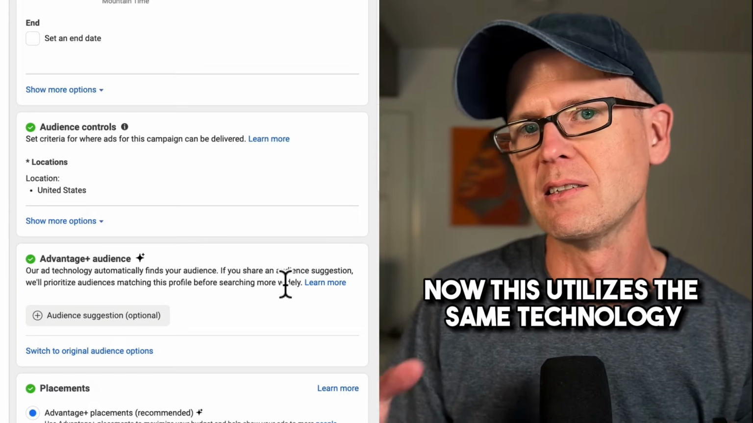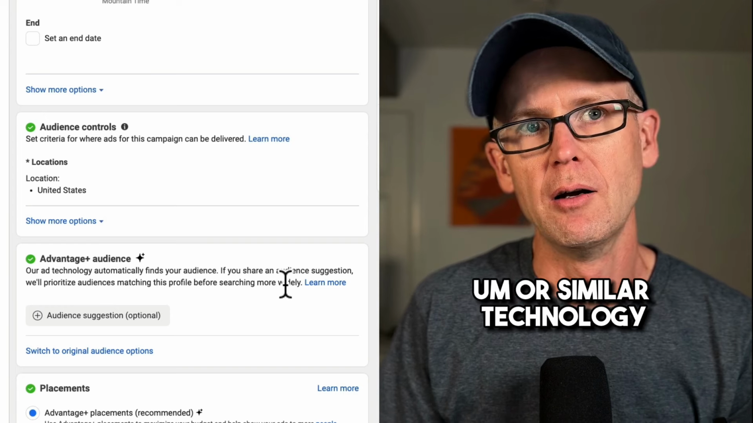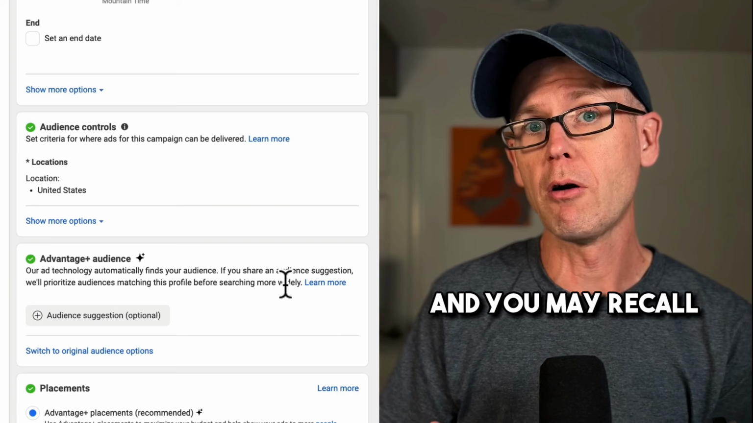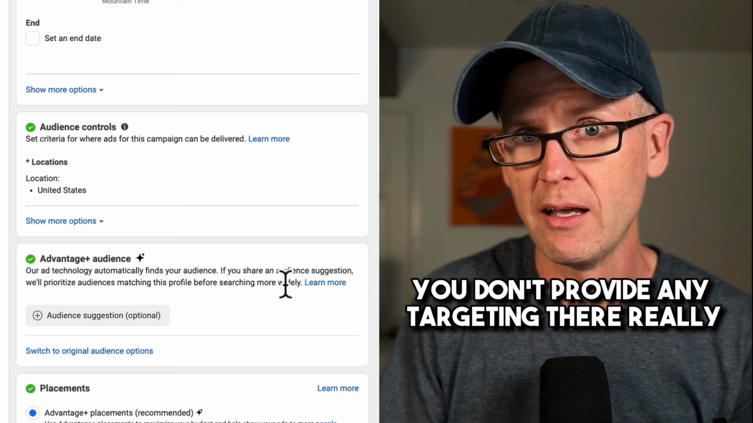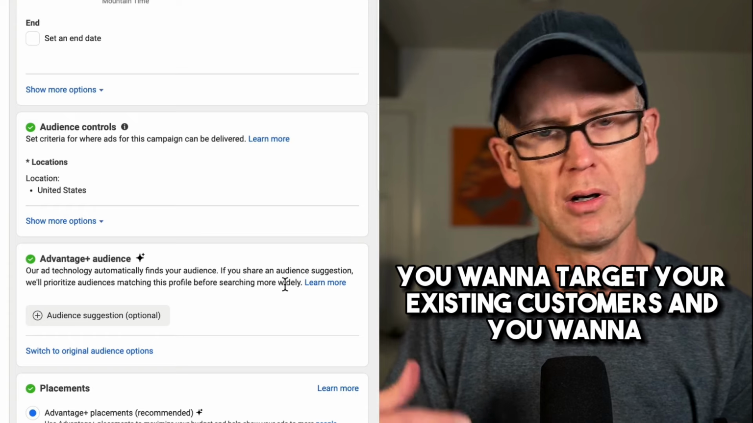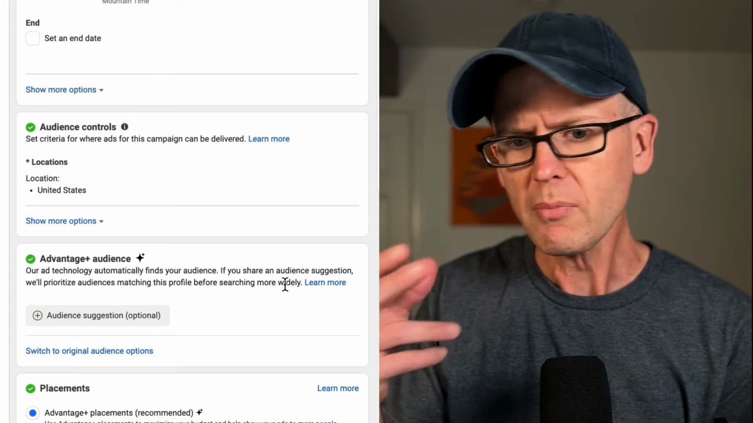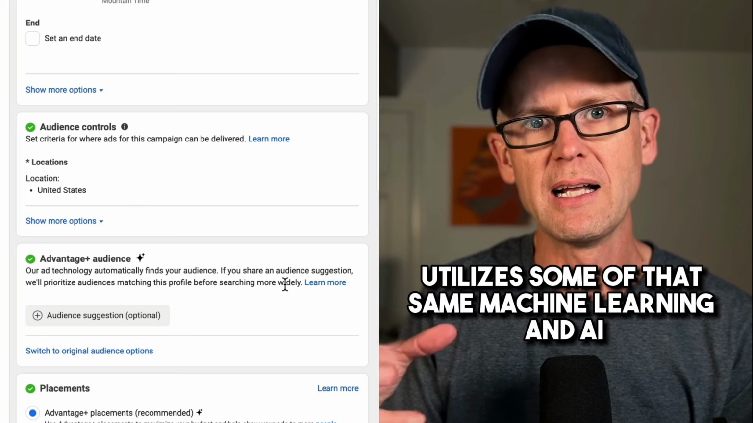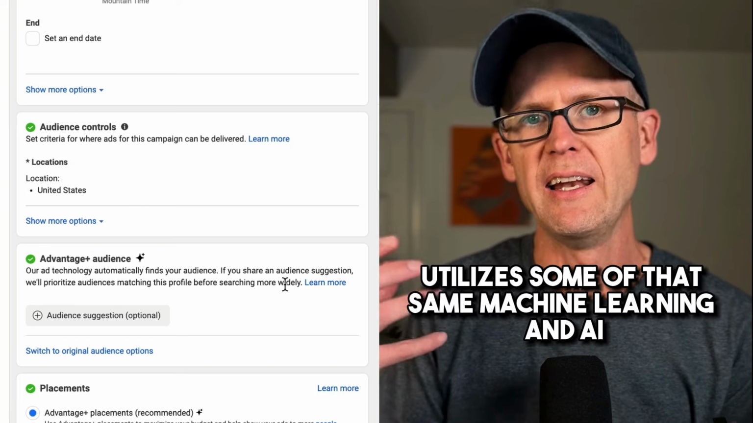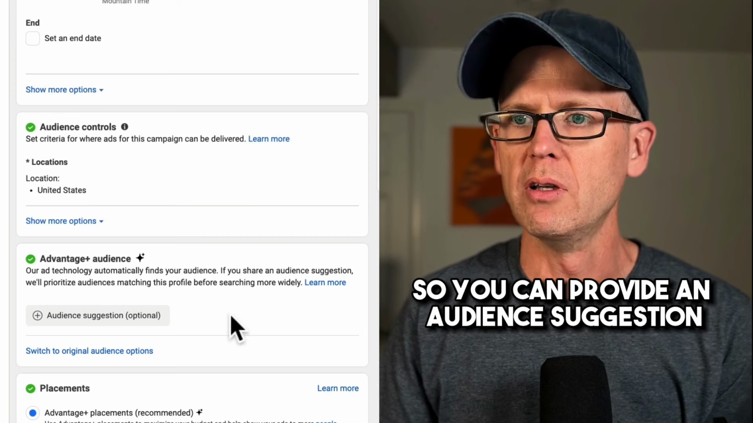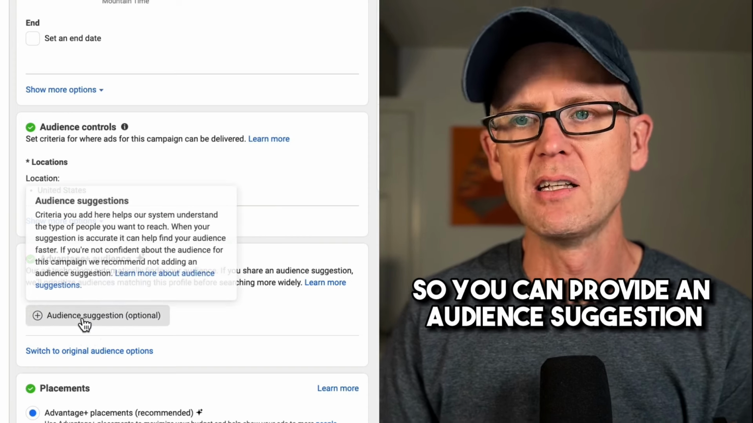Now this utilizes the same or similar technology as Advantage Plus shopping targeting. And you may recall, you don't provide any targeting there really, other than whether or not you want to target your existing customers and if you want to exclude anybody. So it's a similar approach, but it also utilizes some of that same machine learning and AI to generate your audience. So you can provide an audience suggestion.